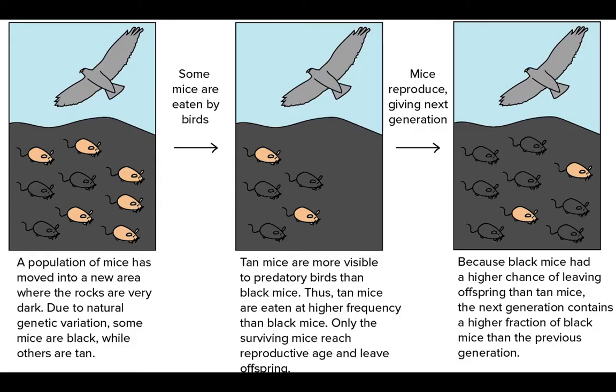Here's an example with the pocket mice that I was just showing, and predation, showing how the population can evolve from a mixture of colors to predominantly darker colors over time.